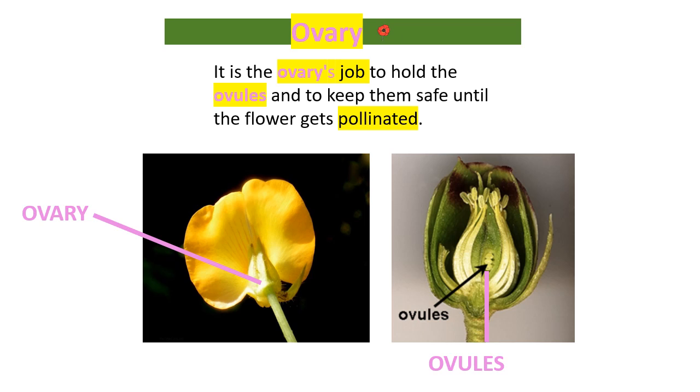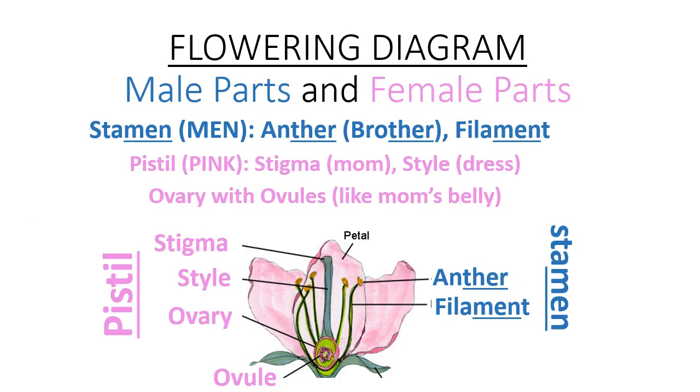They need an insect to bring the pollen to the flower, and then they need to make contact with that pollen. So here's a flowering diagram showing you the male parts and the female parts and how you can remember them. So again, the blue parts are male parts, and the pink are female parts.